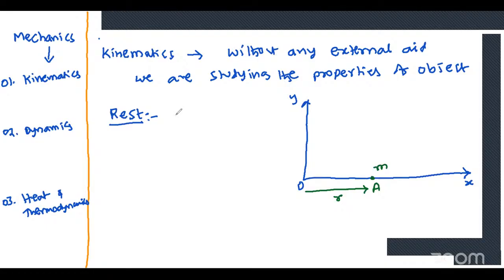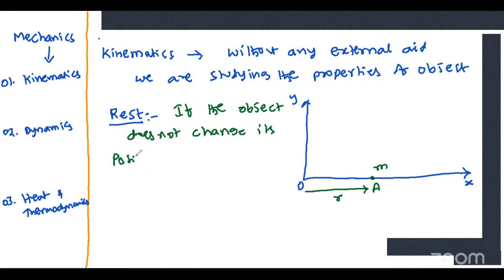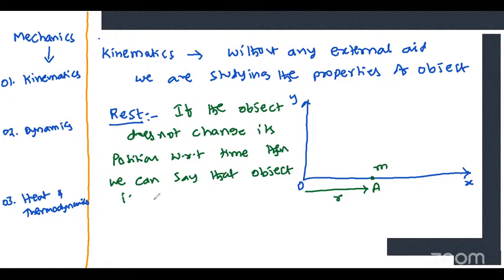That means if the object does not change its position with respect to time, then we can say that the object is at rest.